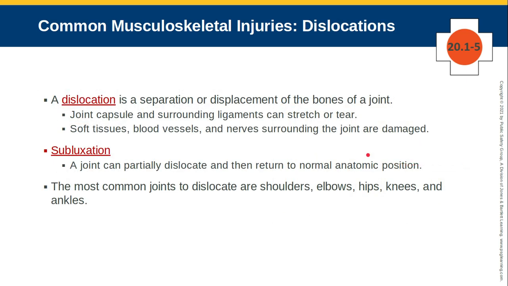If we consider joints where bone ends come together for movement, we can have a dislocation. Now, in that case, the joint capsule, and the synovium and the synovial fluid there and the surrounding ligaments could be stretched or torn as well. We can imagine the displacement that would occur. But if that joint only partially dislocates and returns, we have a term for that, and that is subluxation.